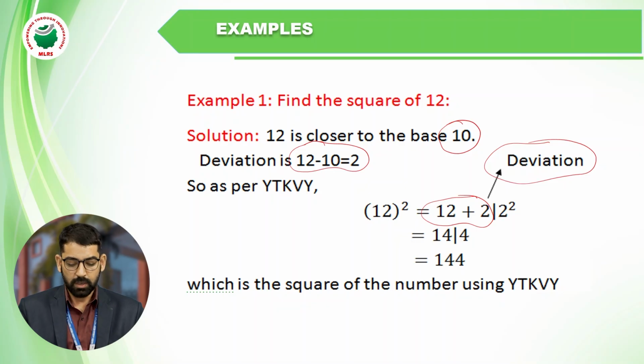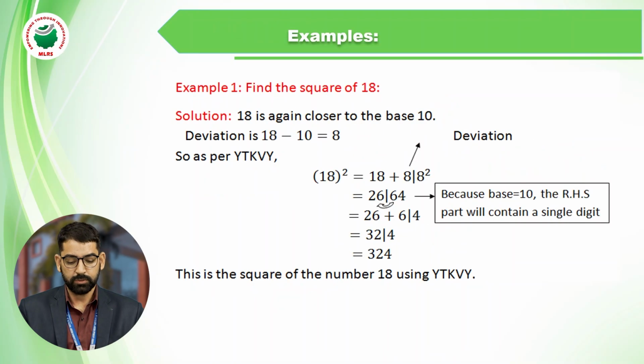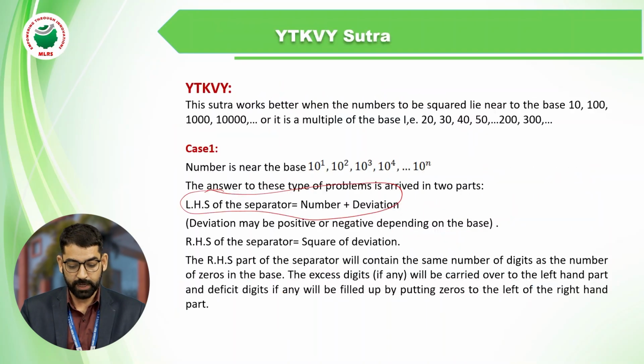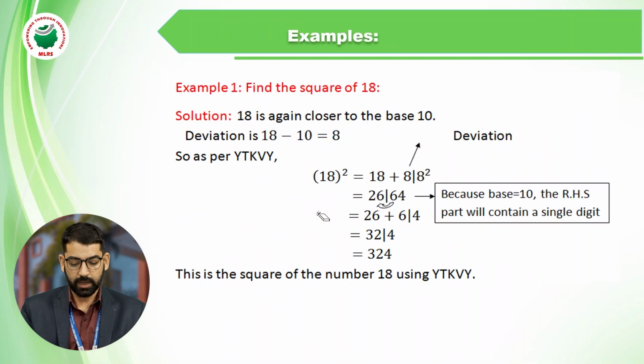This is example 1. Let's go to one more example, example 2. If we have to find the square of 18, this is again a number which is close to the base 10. So 18 is closer to the base 10. As per the previous slides, LHS of the separator equals number plus deviation. Here again we see the deviation is 18 minus the base, which is 8.